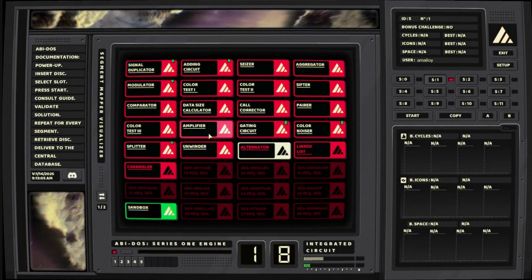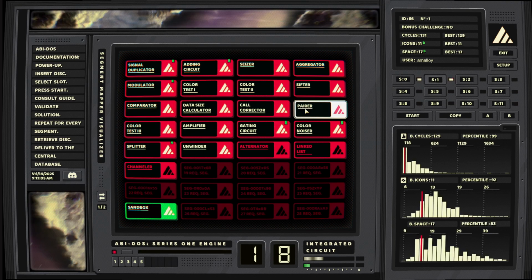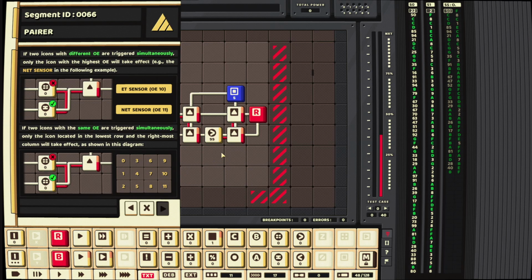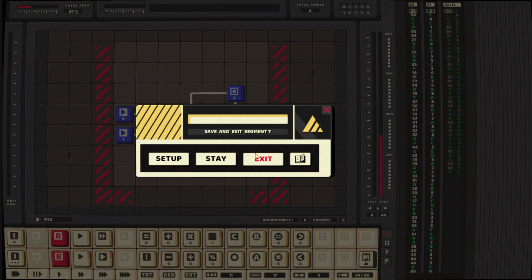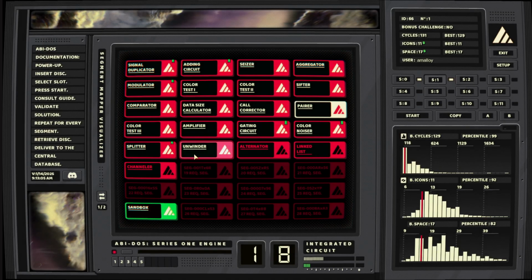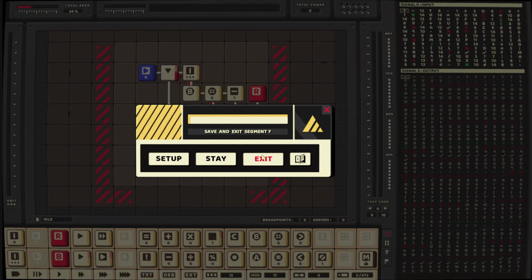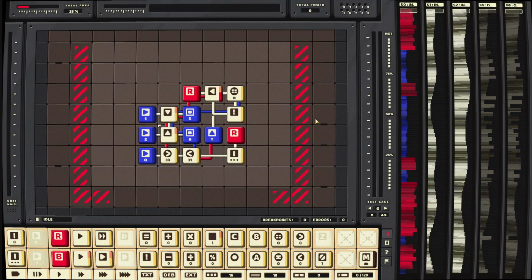Which one was it that I saw this on? Para or something? Only the icon located in the lowest row and the rightmost column. So anything in a column further to the right beats things in a column further to the left, irrespective of their height. So... Oops, wrong puzzle. This one, the one I was working on.